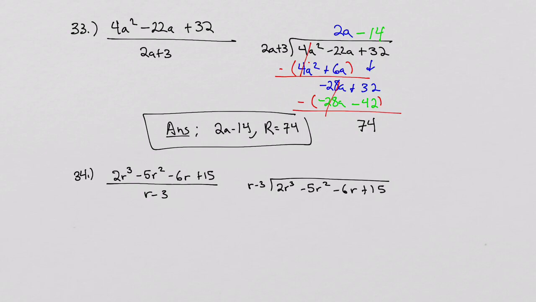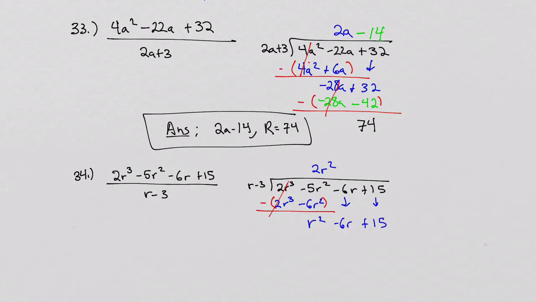And we ask ourselves, how many times does r go into 2r cubed? And it goes into it 2r squared times. And then when we do 2r squared multiplied into r minus 3, we're going to get 2r cubed minus 6r squared, which we will subtract. And the 2r cubes will cancel by design. And then remember once again, this is negative 5r squared minus negative 6r squared. So that's really negative 5r squared plus 6r squared, which ends up leaving us with a positive 1r squared, or just r squared. And then we'll bring down everything else.